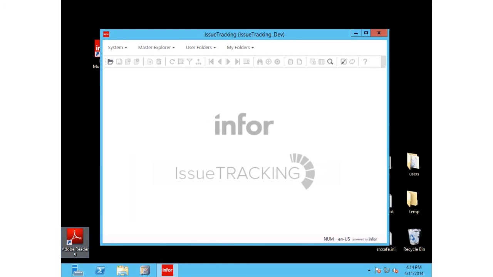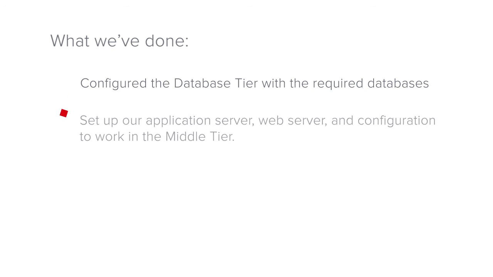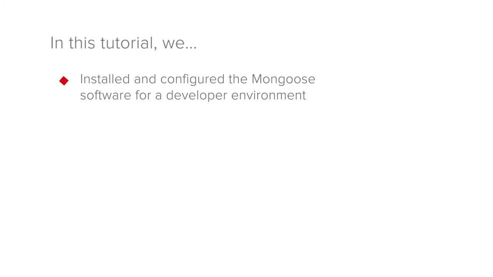That's it. Mongoose is now installed and configured on our development machine. We have configured the database tier with the required databases. We have set up our application server, web server, and configuration to work in the middle tier, and we have installed the administrative client to provide user access. In this tutorial then, we learned how to install and configure the Mongoose software for a developer environment.